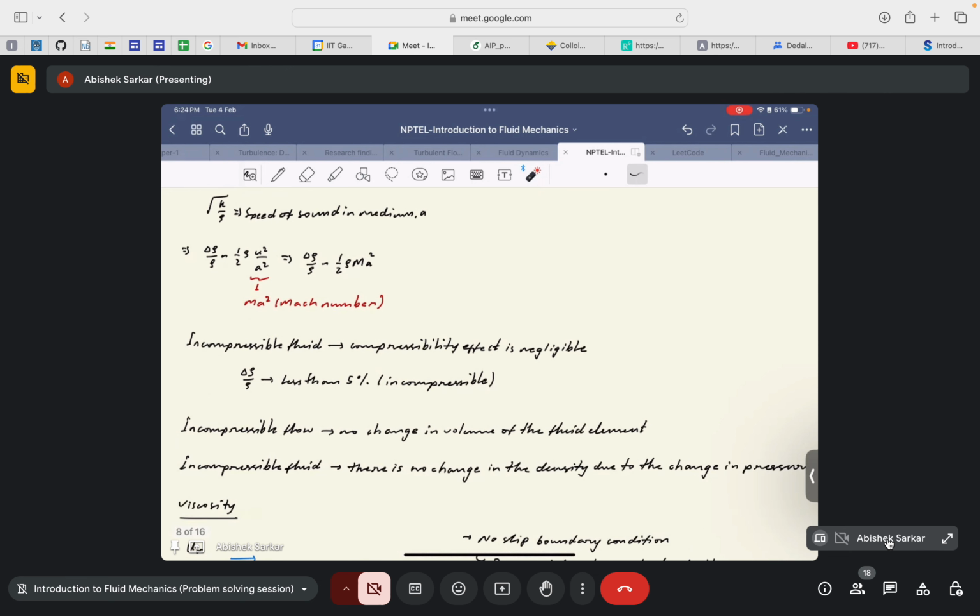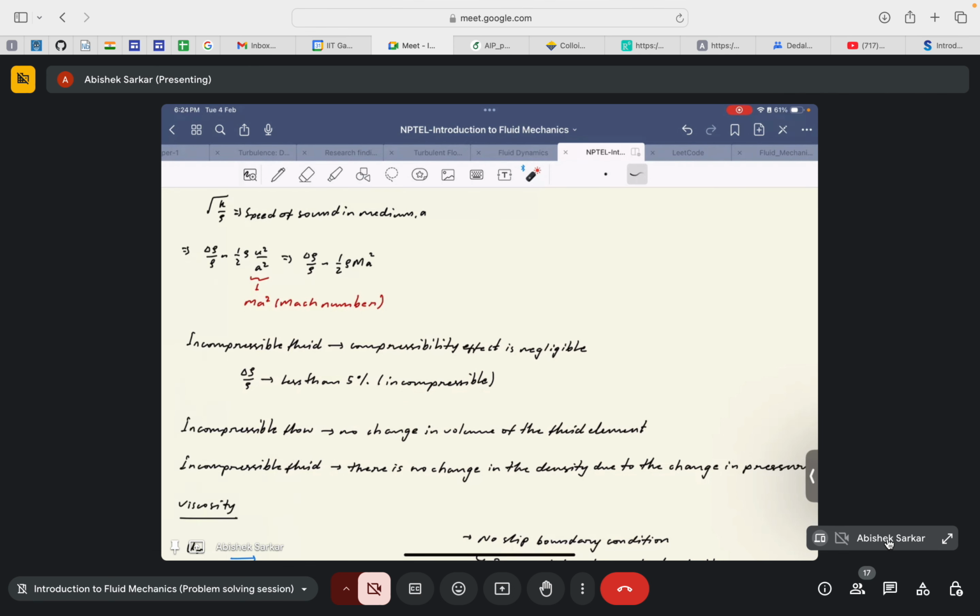Or in other words, if delta rho by rho is less than 5%, then we can consider the fluid flow to be incompressible. This is just a way to understand how different parameters help us to understand the fluid flow that we have in our hand.